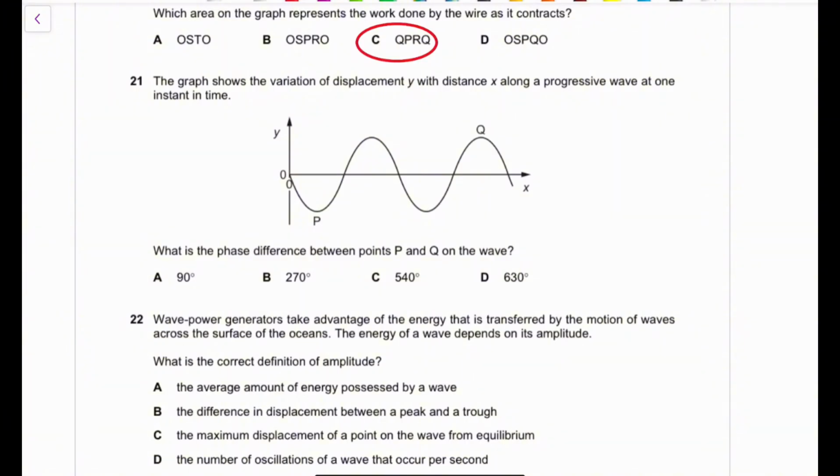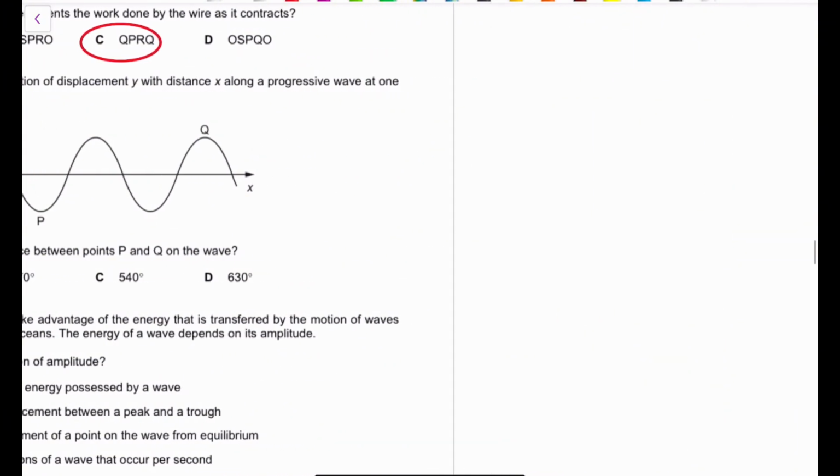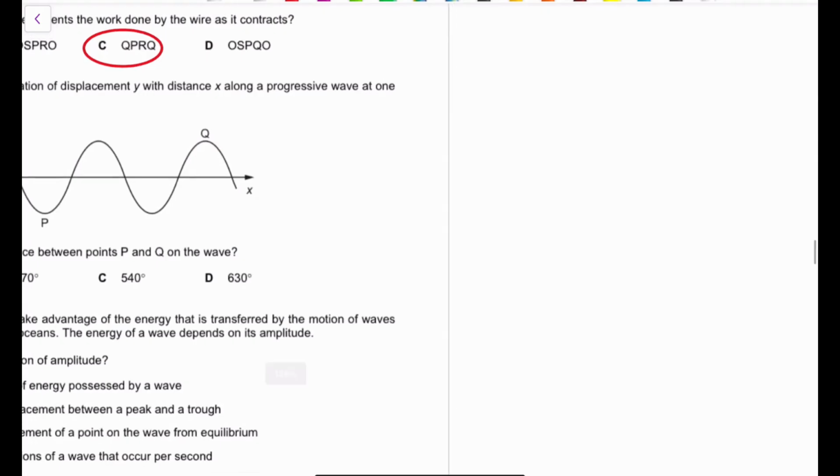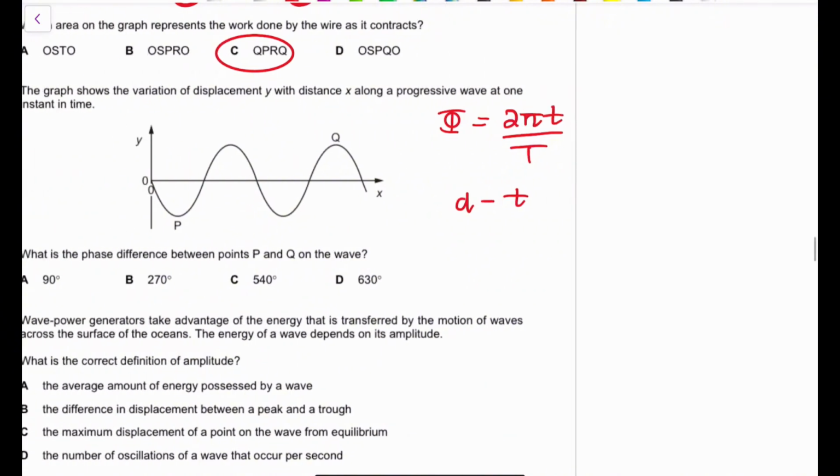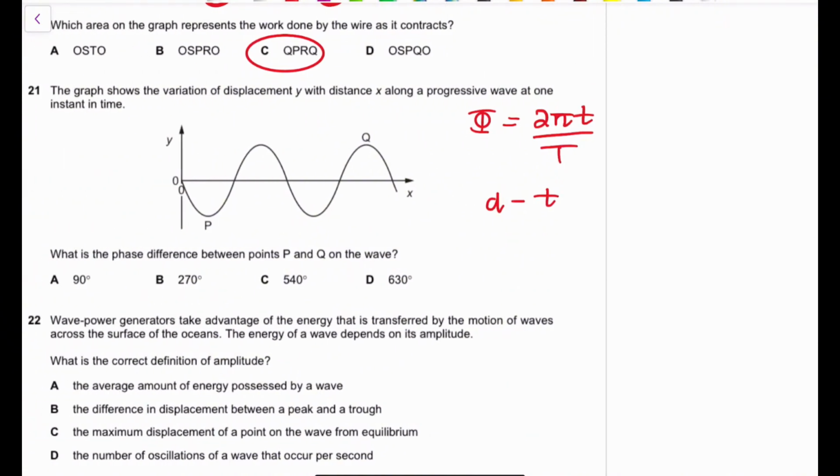But when comparing two particles, you're going to need two formulas, right? So I'll teach you the first formula. We know that phi, which is the phase difference, is going to be 2 pi t divided by T. This only applies if you have a displacement time graph. Do you have a displacement time graph in this case? No. You have a displacement distance graph. So you're going to need something a bit different.